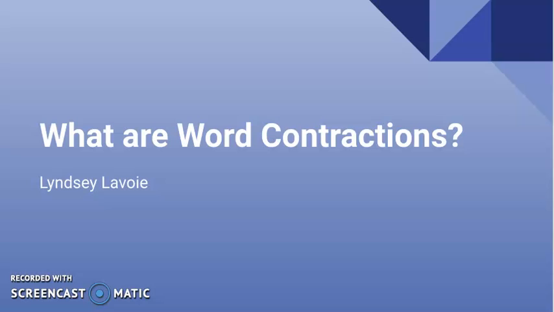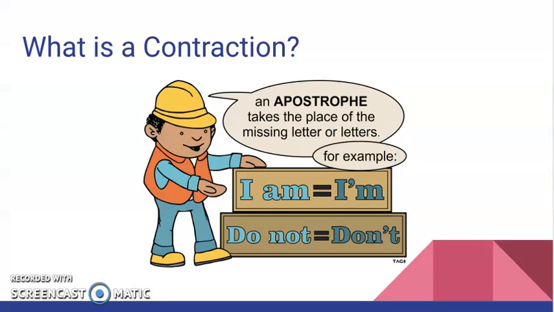Today you're listening to What Are Word Contractions, where I'm going to explain what contractions are and how to use them. A contraction is a word or phrase that has been combined by dropping one or more letters and replacing them with an apostrophe. An example of this could be changing the phrase I am to the word I'm.